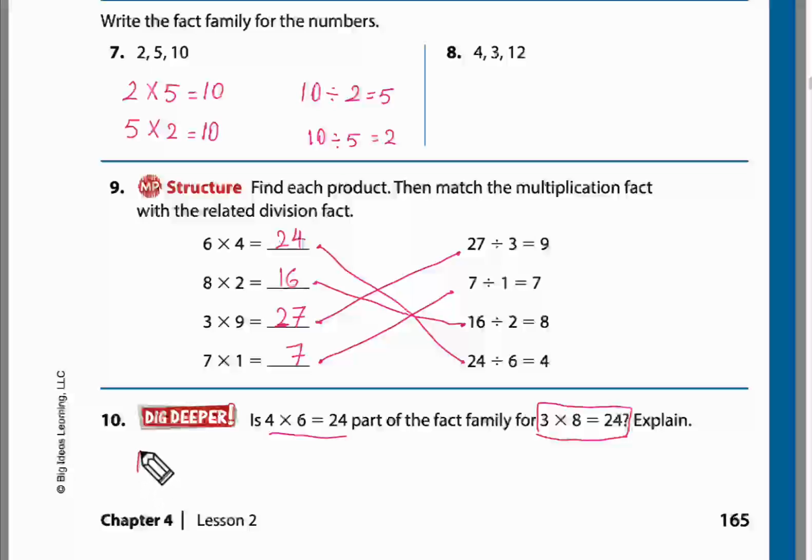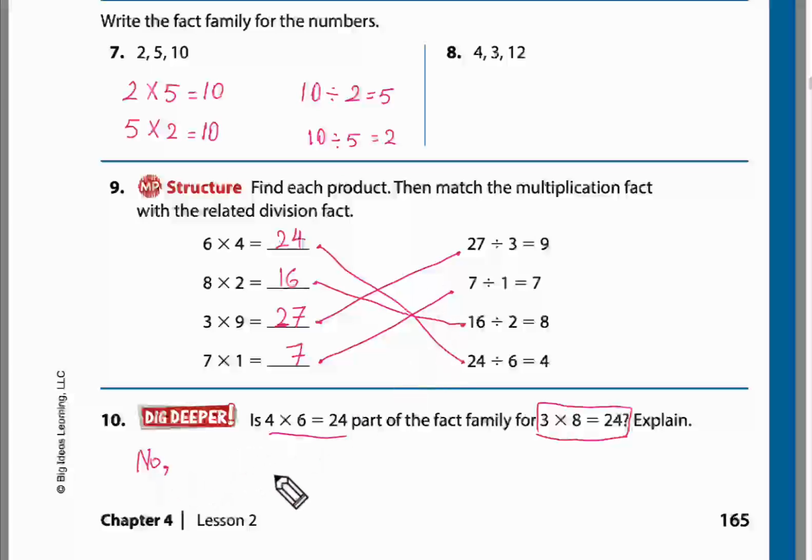And the reason is, you can write the equations and also you can explain this saying that 4 and 6 are not the same numbers in this fact family. 4, 6, and 24. 4 and 6, we have the 24. So 4 and 6 are not part of the fact family of 3, 8, and 24. We should use the same numbers. Thank you, Anas. Great work.